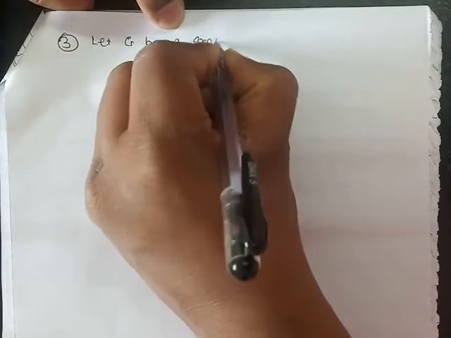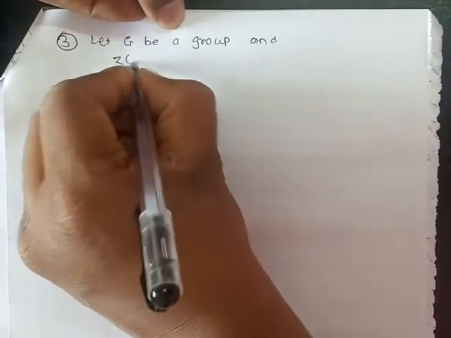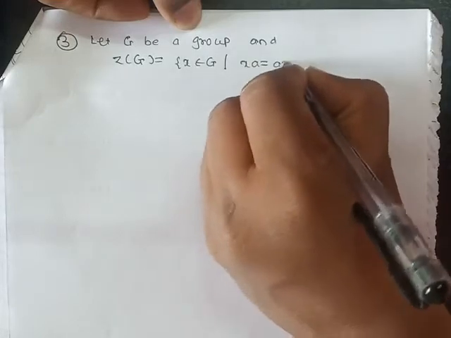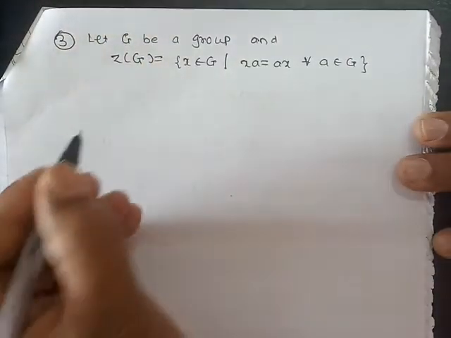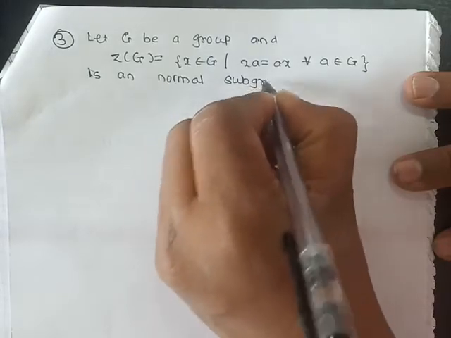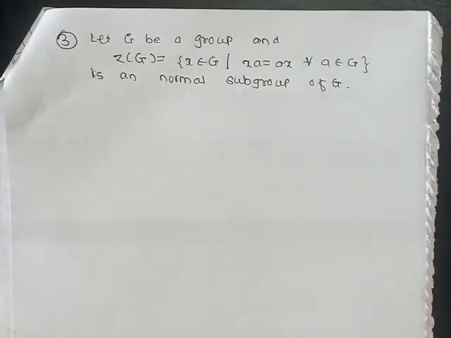Next example, the third one: let capital G be a group and Z(G) equal to the set of x belongs to G such that xa is equal to ax for all a belongs to G. This is called the centralizer or center of a group, and it is a normal subgroup of G. By applying the definition of normal subgroup, you can easily prove that this is also a normal subgroup of G. There are many more examples which will be given in the notes provided to you in your WhatsApp group.